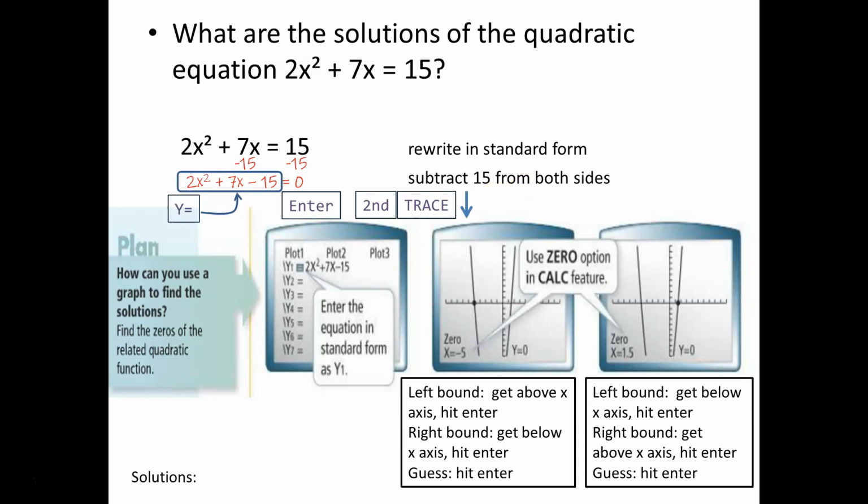Then you're going to hit the down arrow so that 2:0 is highlighted, and you're going to hit enter. What should appear is a graph.